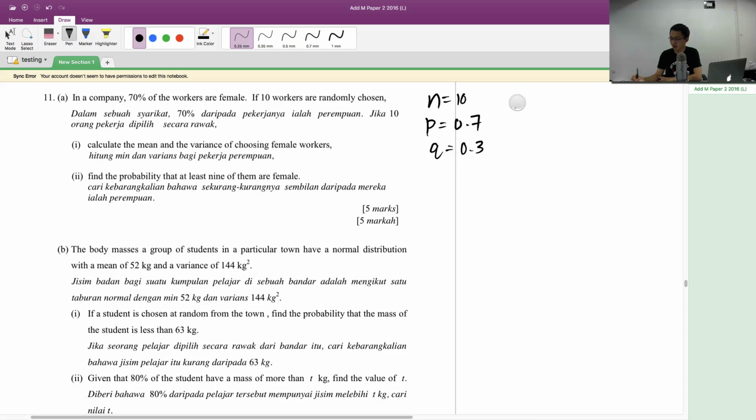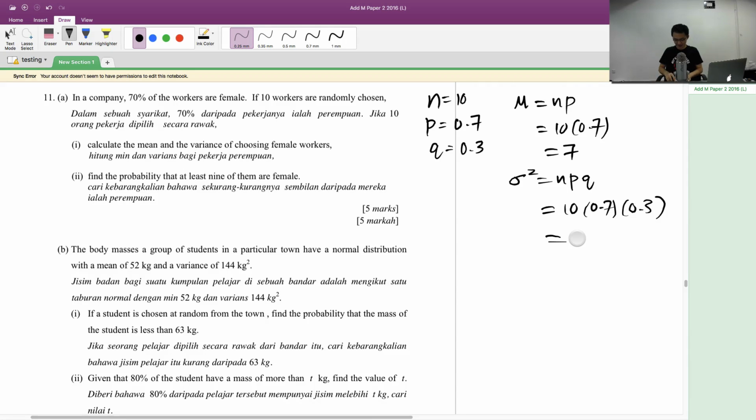The question asks me to find the mean. Mean is basically np, so it's just 10 multiplied by 0.7, which equals 7. And the question asks me to find the variance. Variance basically equals npq, so I will say 10 multiplied by 0.7 multiplied by 0.3. Then you will get 2.1. This is the variance.